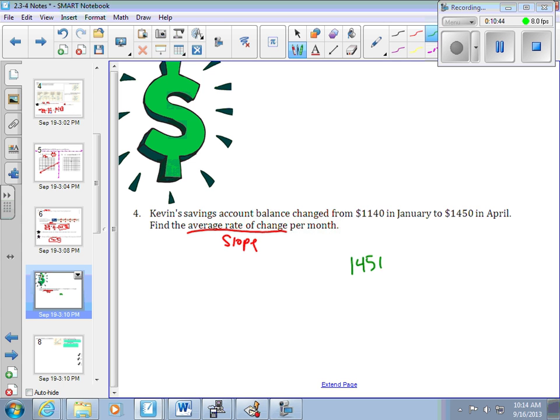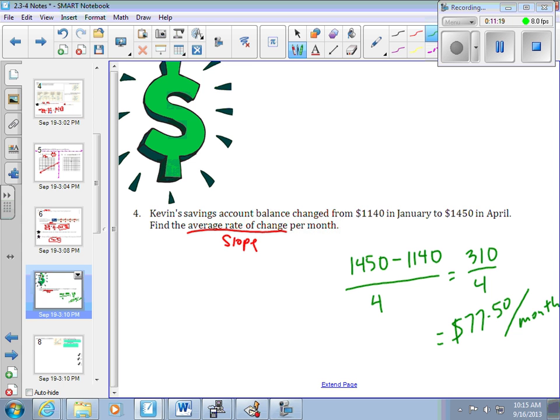and see what's the change in money. But don't forget, you need to, on bottom, find out how much time did it change over. April to January, we've got January, February, March, April, that's over 4 months. So if we subtract on top, we get it changed $310 over 4 months, leaving us an average rate of change or slope of $77.50 per month, per 1 month. So that would be our average rate of change.